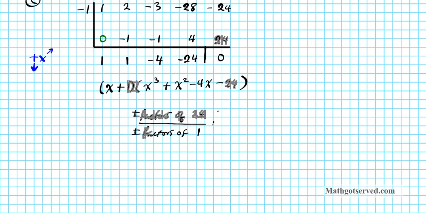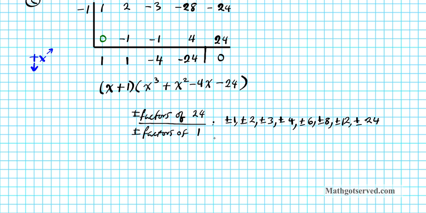So we know that the factors are plus or minus 1, plus or minus 2, plus or minus 3, plus or minus 4, plus or minus 6, plus or minus 8, plus or minus 12, and then plus or minus 24. If these are a factor of the original, they're also going to be factors of the depressed polynomial too. So it just carries over.